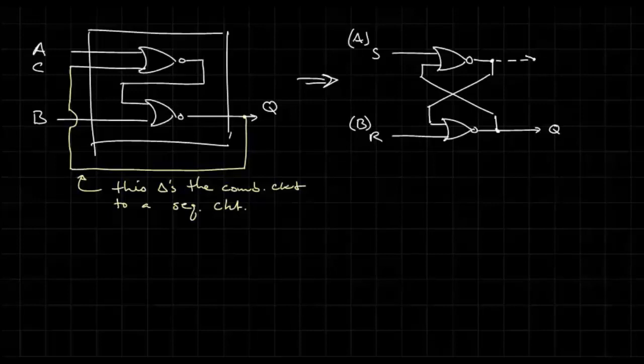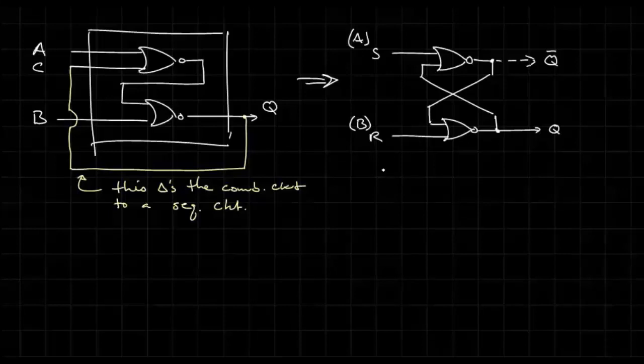I'm going to call this Q bar, although we can leave that off for now. You can still think of this as having two inputs, A and B, or S and R, and one output Q. Now let's see if we can fill out a logic table.